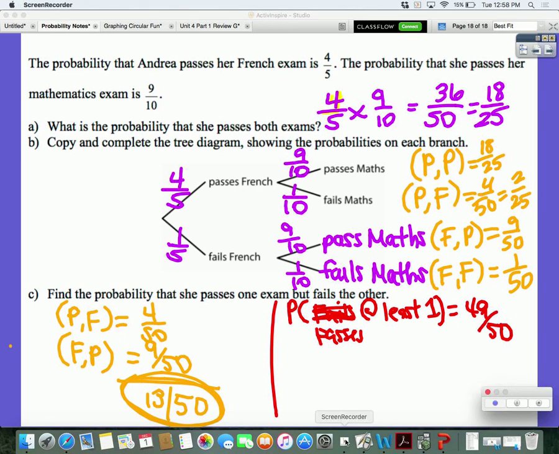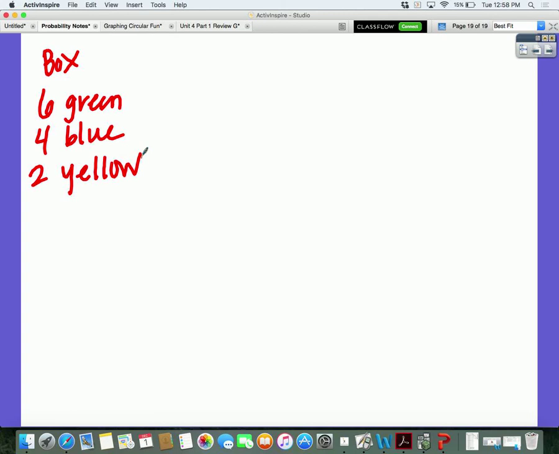Something else that can happen with tree diagrams. Okay. Here's another example. Say I have a box that has 6 green balls, 4 blue, and 2 yellow. And I draw 2 marbles. What did I say? Did I say balls? I'm trying to stay consistent. 2 balls. I'm going to draw 2 balls. Pick out 2 balls.